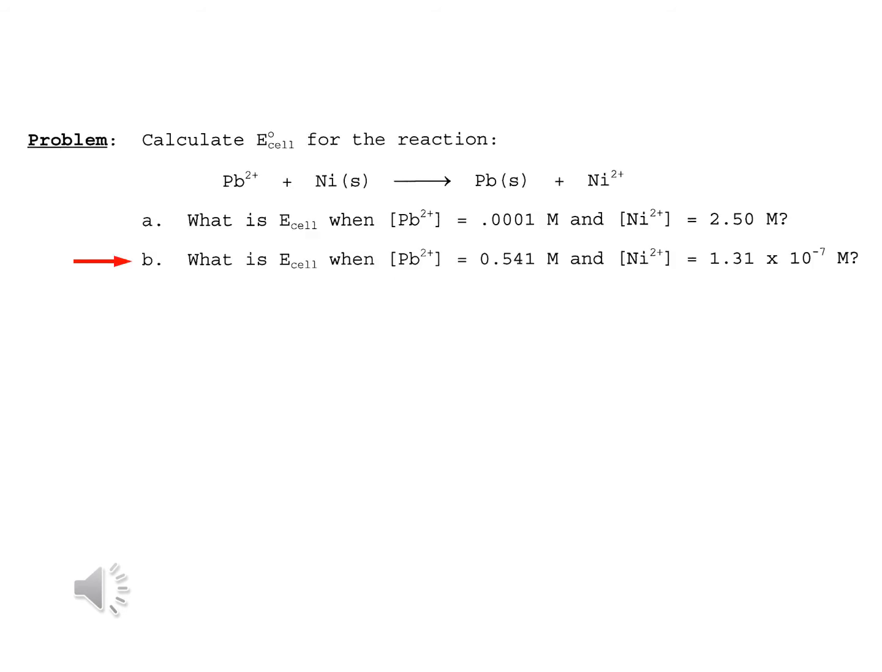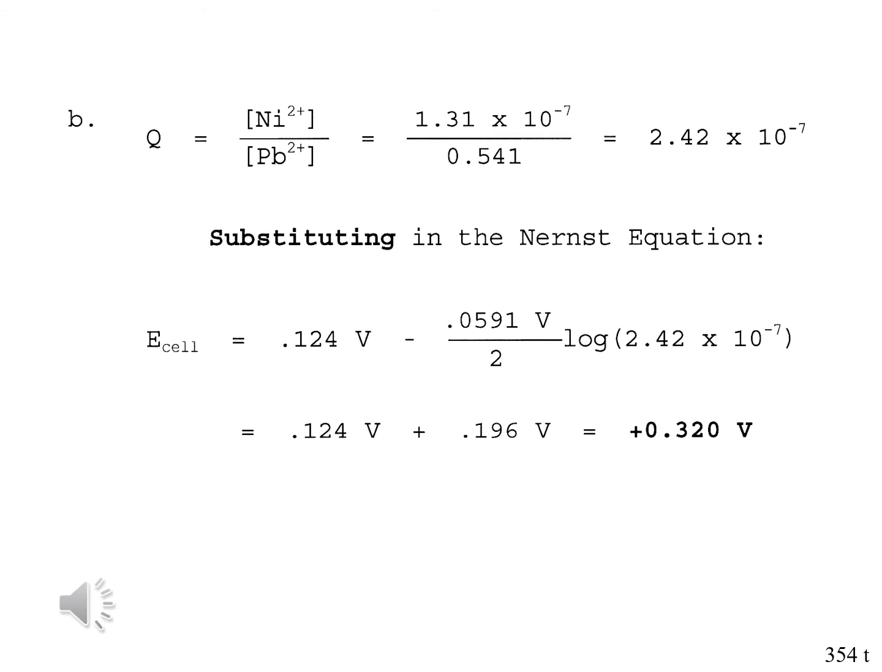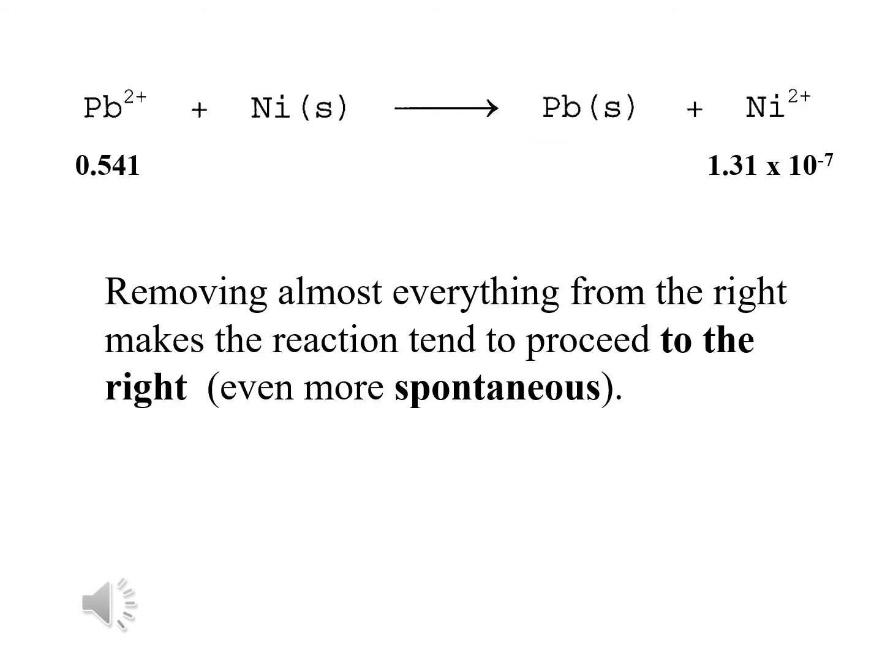In the second part B, I just used different concentrations of the two ions. When I plugged in those two numbers, I ended up with a more positive E, which means there's an even greater tendency to be spontaneous. And you can see that from this slide because this time I removed almost everything from the right of the equation, so you should shift towards the right.